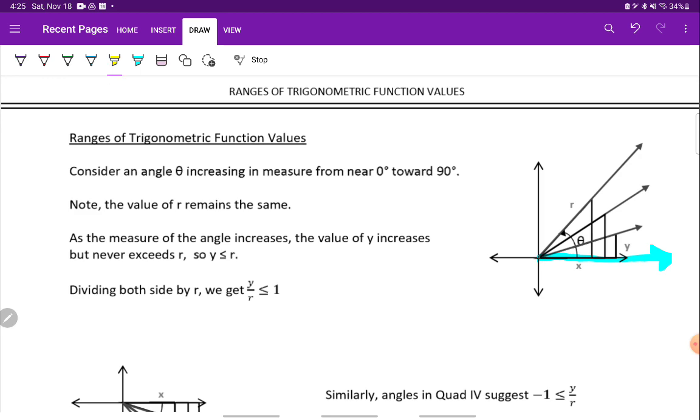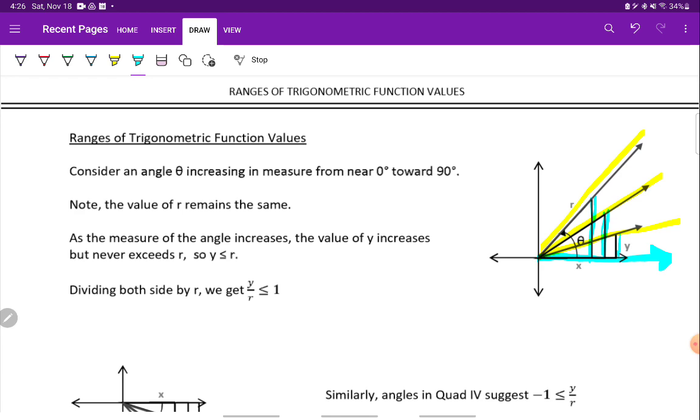So we can see when theta hits these different values that we can create triangles with our R value staying the same. So we've got these different triangles, right? I got 3 triangles here. As the measure of the angle increases, the Y value increases. So these triangles are getting taller as we rotate from 0 to 90 degrees.